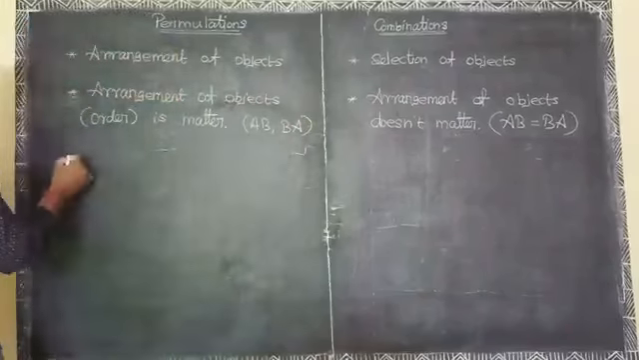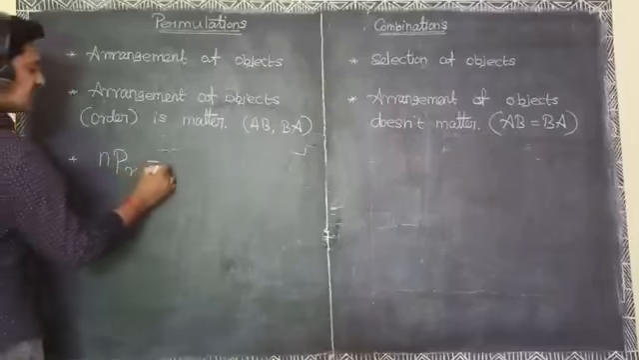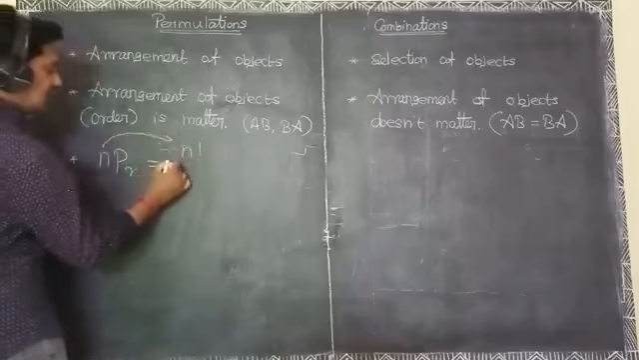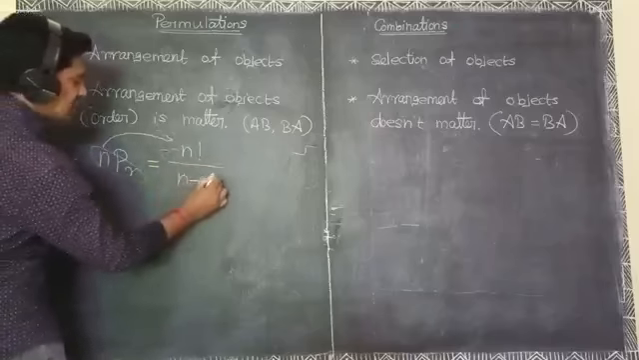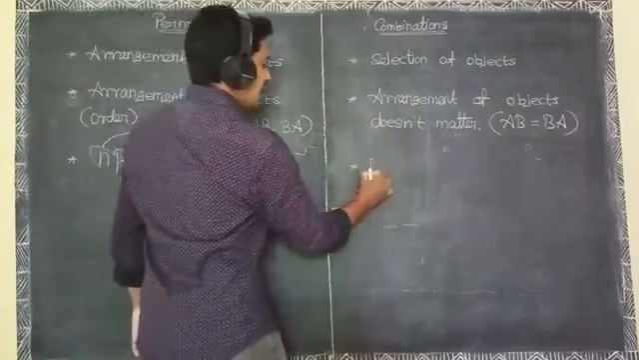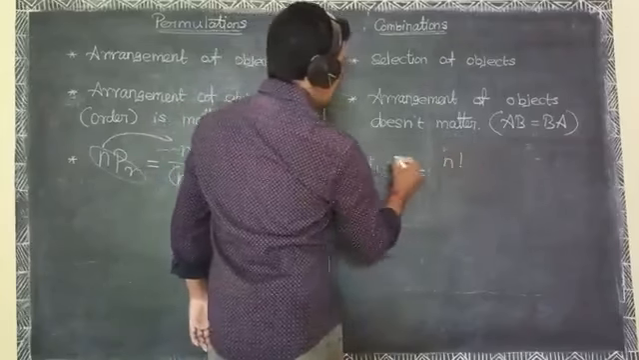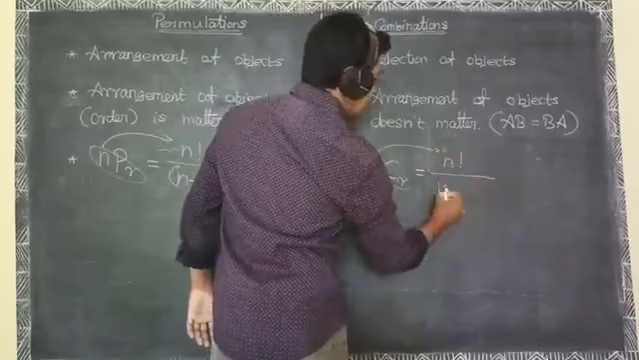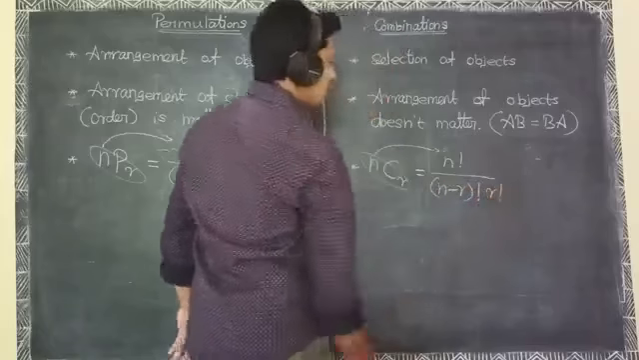Here nPr is equal to n factorial divided by (n minus r) factorial. Here nCr is equal to n factorial divided by (n minus r) factorial into r factorial.